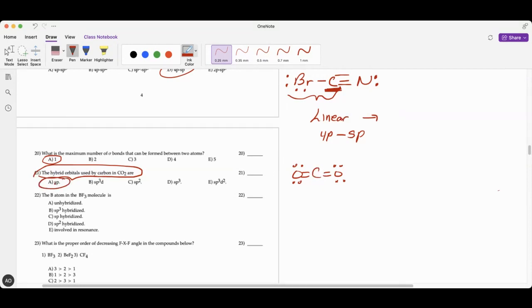A, you are correct. What does the D mean? This one here, sp3d? That would be a hybrid orbital where we've mixed one s, three p orbitals, and one d orbital to form a hybrid orbital.